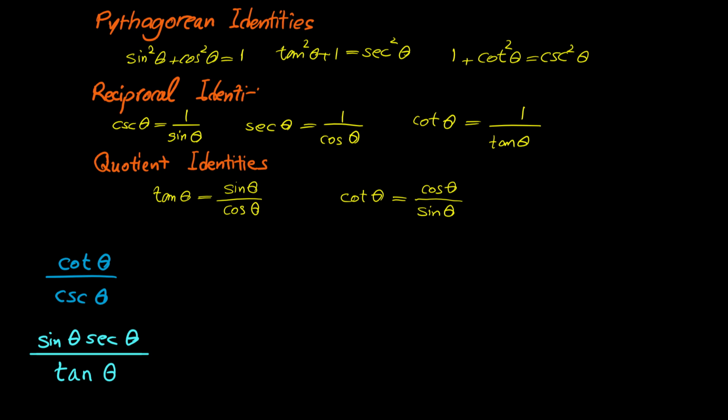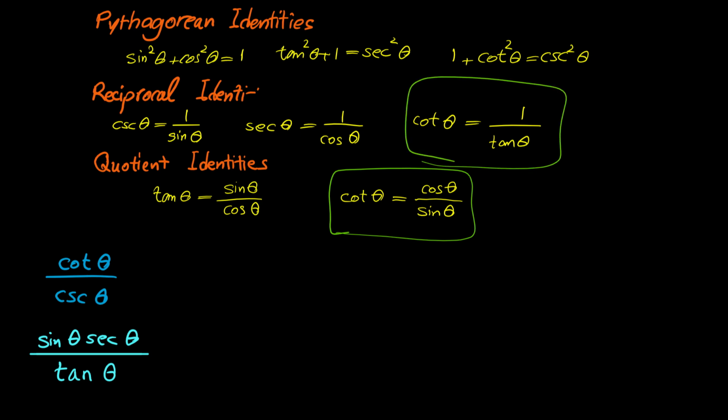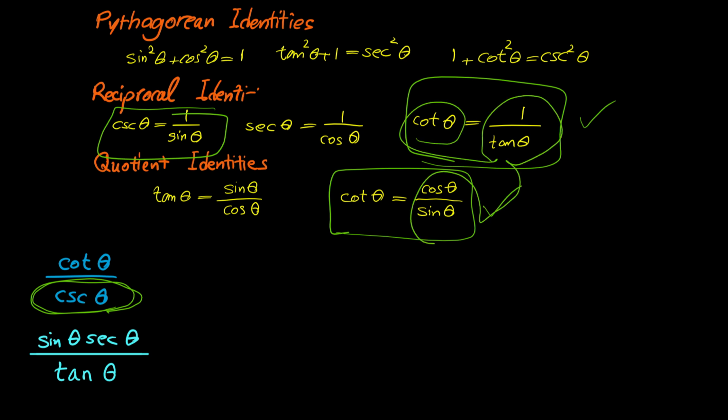Look at the first example, cotangent over cosecant. For cotangent, if you pay attention, we have two relations here. Cotangent is 1 over tangent, cotangent is cosine over sine. But between these two relations, which one is better to be used here? Because I noticed that in the denominator I have cosecant, and cosecant is 1 over sine. What do you think? Between these two relations, which one works better, probably, to simplify this expression? Is it better to replace cotangent with 1 over tangent or cosine over sine?